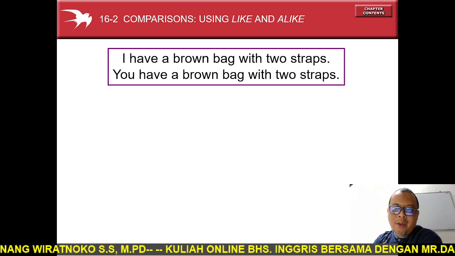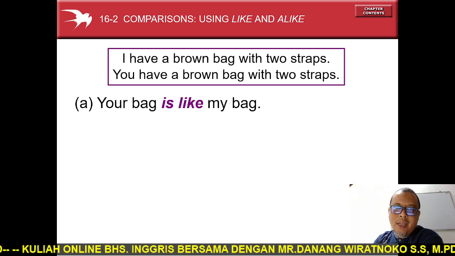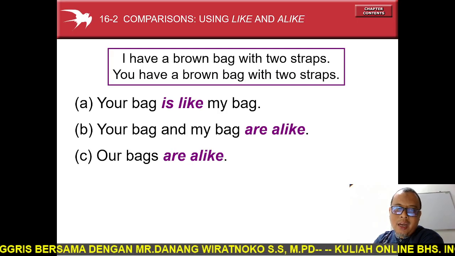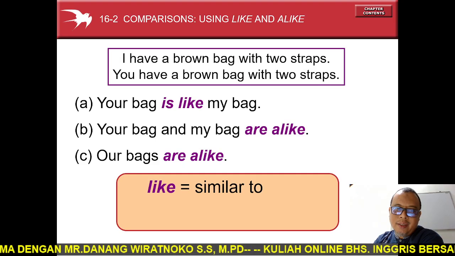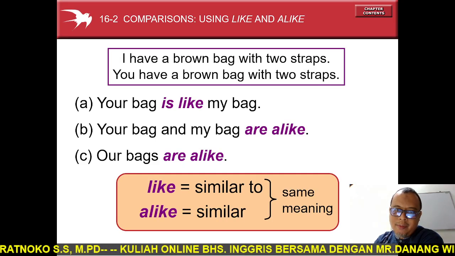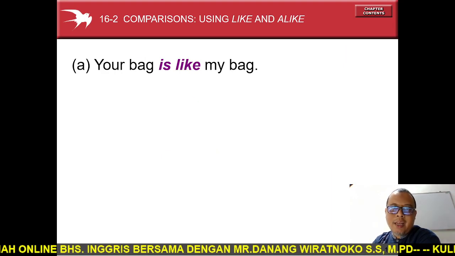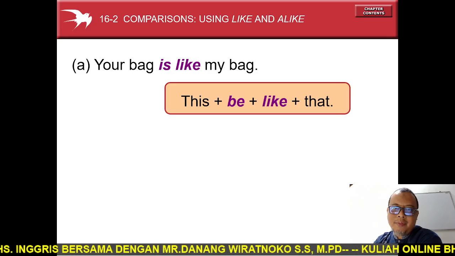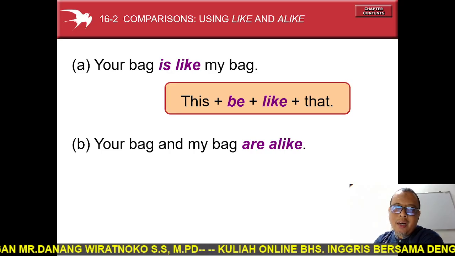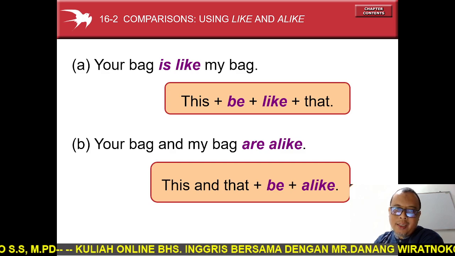Okay. Your bag is like my bag. I have a brown bag with 2 straps. You have a brown bag with 2 straps. Your bag is like my bag. Your bag and my bag are alike. Our bags are alike. Okay, alike means similar to. Like is similar to, alike means similar, the same meaning. Your bag is like my bag: this plus B plus like and that. Your bag and my bag are alike: this and that plus B alike.